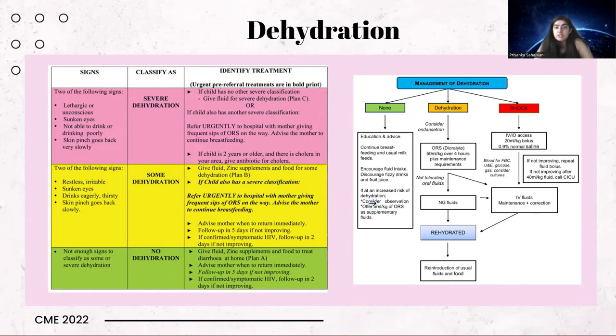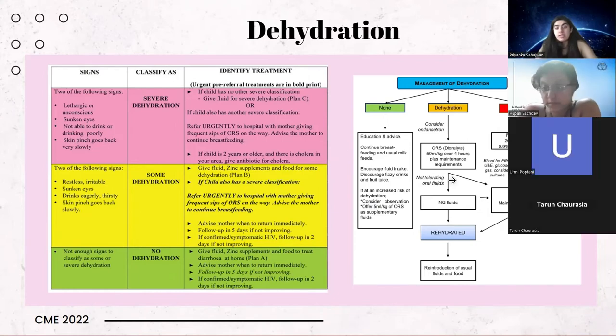Management of dehydration, if there is none, then at a PHC level, you will just advise them, education and advice. You will advise them to continue breastfeeding and usual milk feed and encourage a fluid intake. Fizzy drinks, carbonated drinks and fruit juices are not advised here. And if there is a risk of dehydration, for the supplemental feeds you will give ORS, but your breastfeeding will always continue.